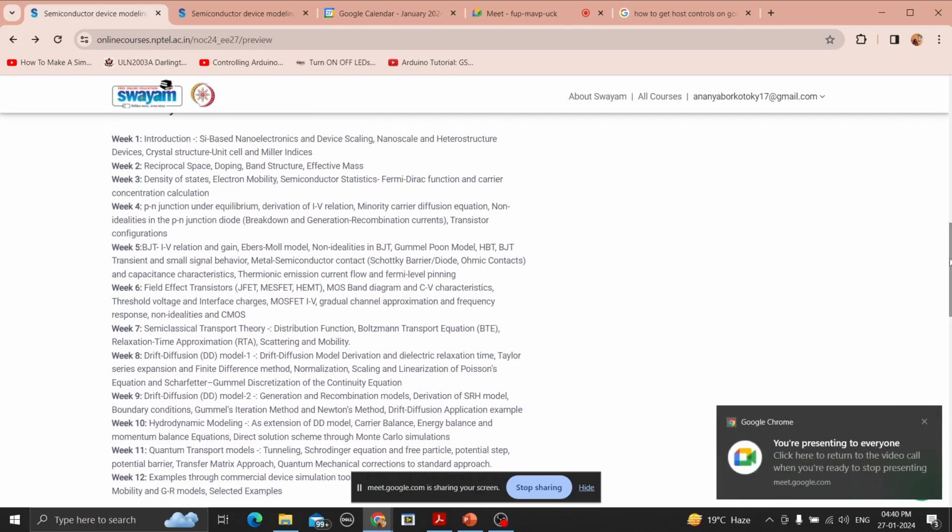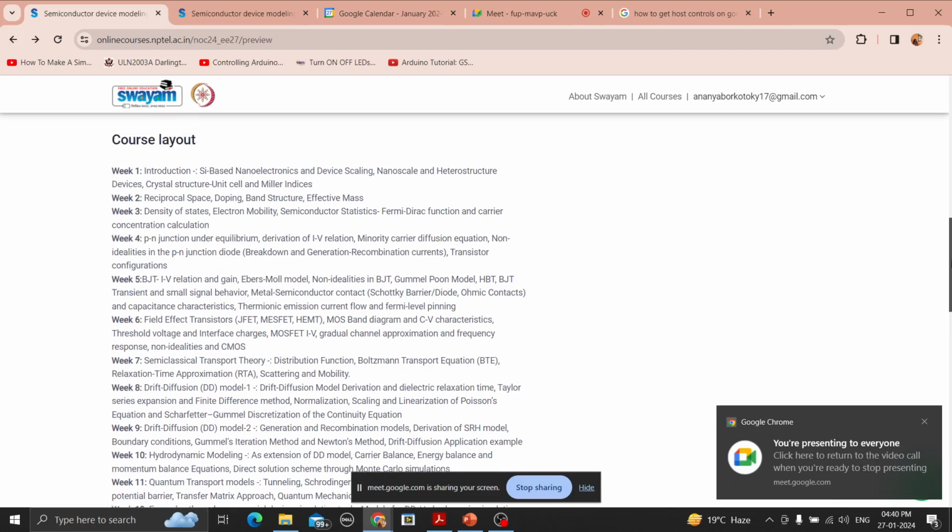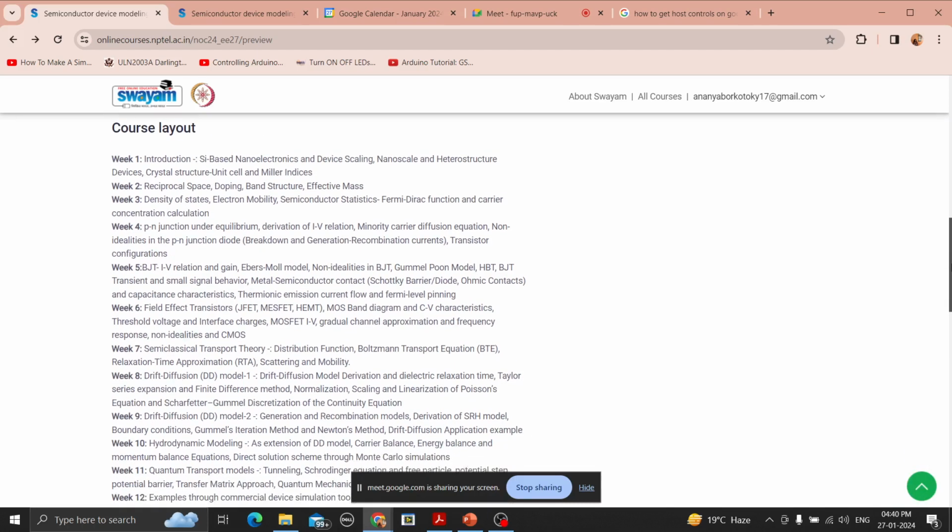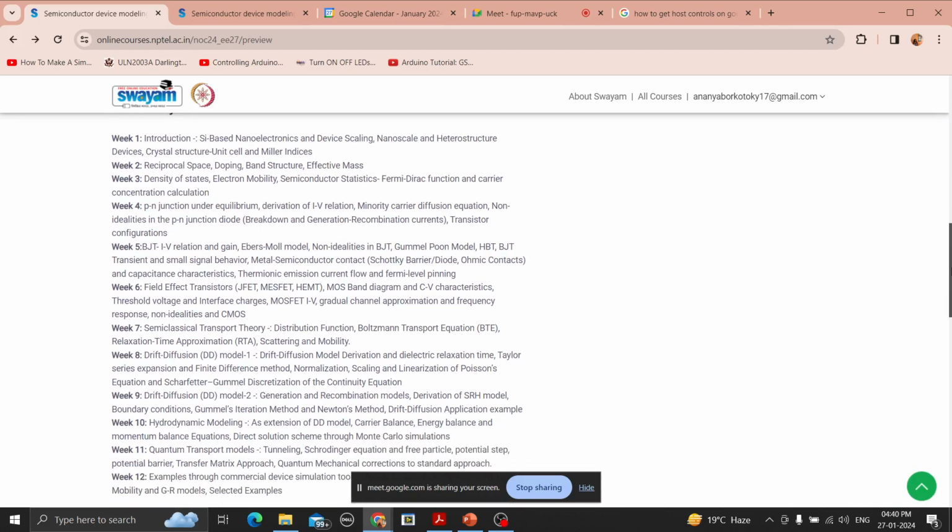So this is the syllabus, right? Basically, in week one, some of the concepts were touched, and those will be discussed in some of the later lectures also, so you will anyway go through those. But for the first few weeks, these are basics of semiconductor devices. The modeling part will come mostly at the later part.